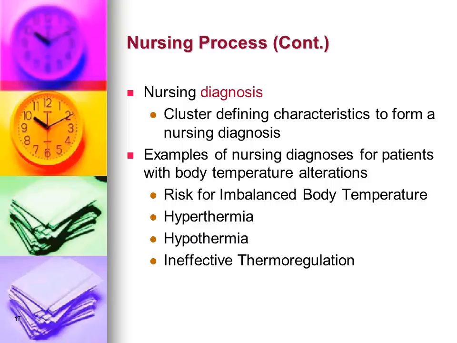Once you determine a nursing diagnosis, accurately select the related factor or etiology. The related factor allows you to set appropriate patient goals and select appropriate nursing interventions. For nursing diagnoses, you want to cluster your defined characteristics to form a nursing diagnosis. Some examples of nursing diagnoses for patients with body temperature alterations would be risk for imbalanced body temperature, hyperthermia, hypothermia, and ineffective thermal regulation. Again, we're going to discuss in greater detail your nursing diagnoses and the nursing process.